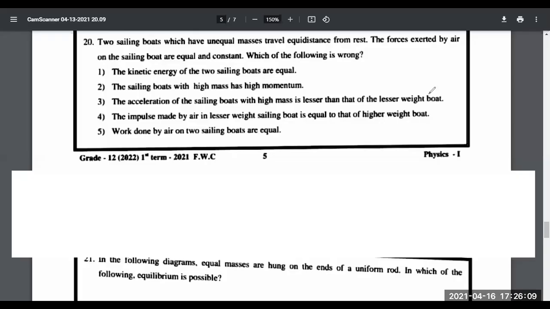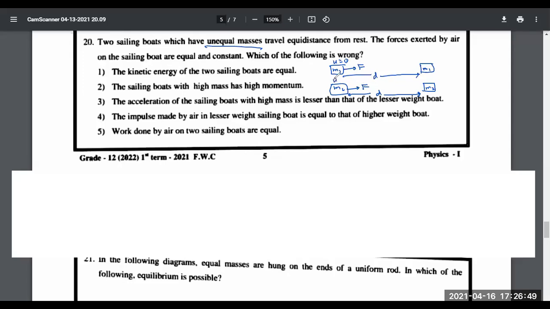So first, question number 20, right? Let's see. Two sailing boats which have unequal masses travel equidistance from rest. Equidistance means the same distance from rest. So M1 starting at rest, M2 starting at rest, both have now traveled an equal distance, but they are of different masses. The forces exerted by air on the sailing boats are equal and constant. Right, the same force is exerted. Which of the following is wrong?